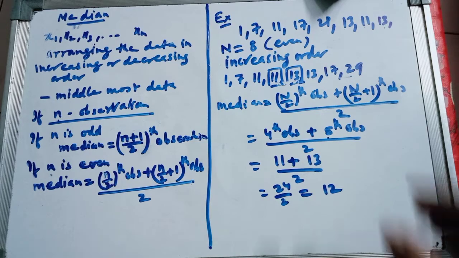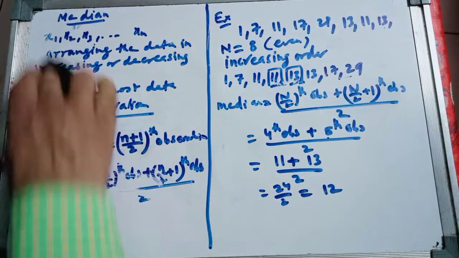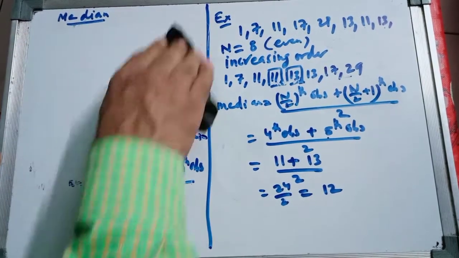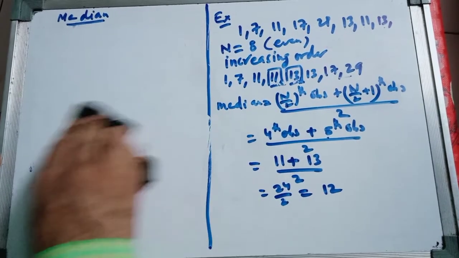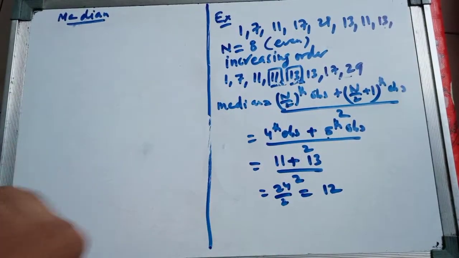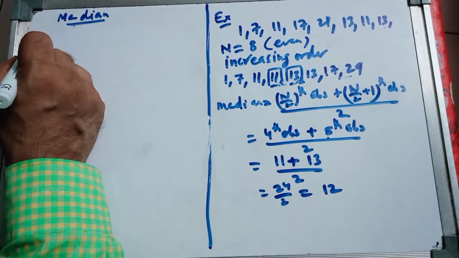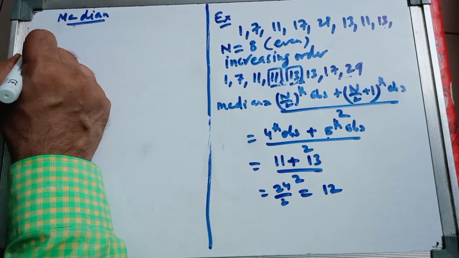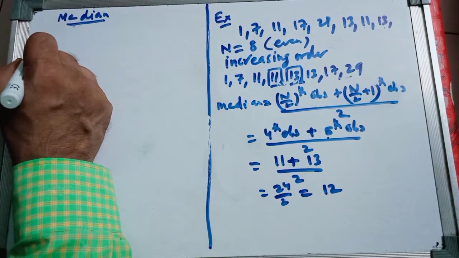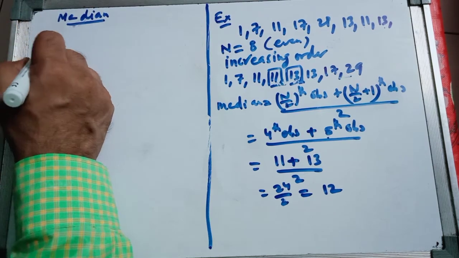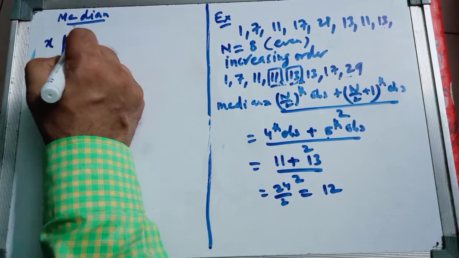Now sometimes the observation is given in the form of a table. Now it was given as a list. So sometimes the observation is given in the form of a table. So we are given the observation and its frequency. Okay, or you can write it like x and frequency.